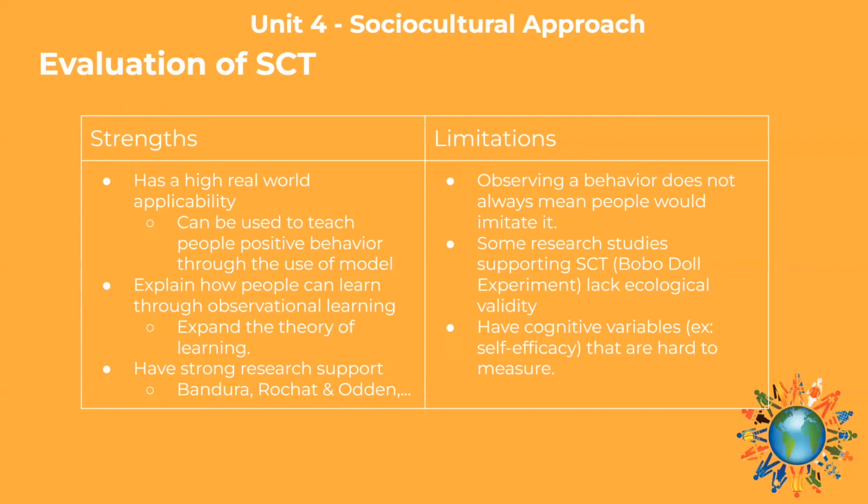learn the behavior is by performing it. However, people could still learn the behavior but choose not to perform it because of their culture. Some studies that support the social cognitive theory, such as the Bobo doll experiment, have low ecological validity, since punching a Bobo doll does not show aggressive behavior in real life. They also have some cognitive variables that can't be measured, so that's another limitation.